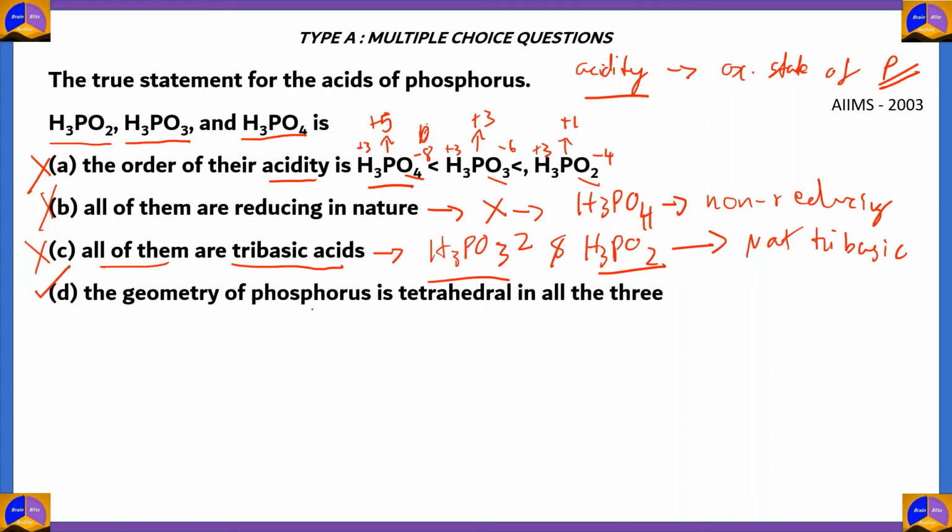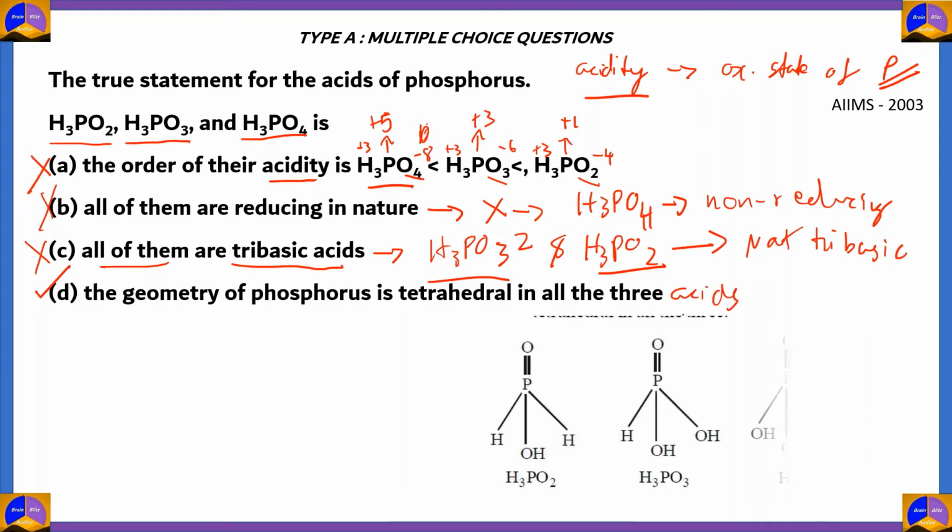The geometry of phosphorus is tetrahedral in all of the 3 acids. And here is the structure for H3PO2, H3PO3, and H3PO4. As you can see, phosphorus always binds with an oxygen with a double bond in all of the scenarios. And the other 3 bonds, which are directed downward, are with various forms of hydrogen, such as hydrogen bound with oxygen or directly bound with phosphorus.